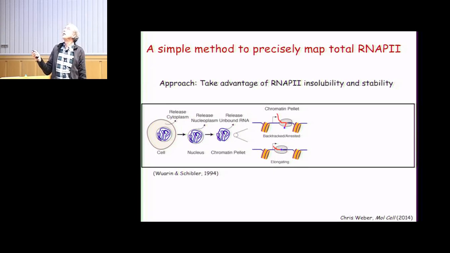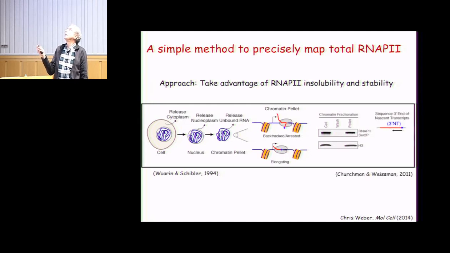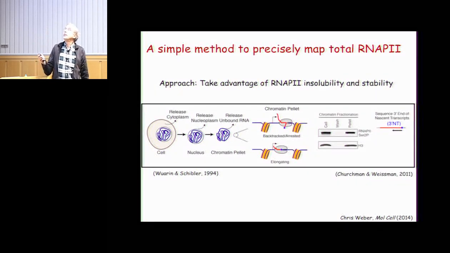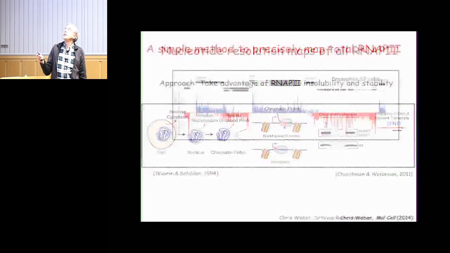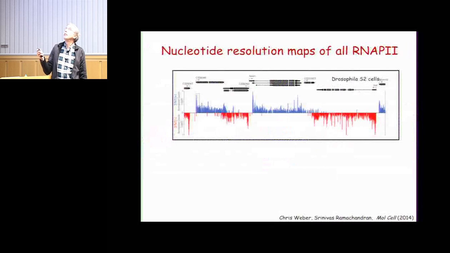And this just shows that we get quantitative recovery. This is of the elongating RNA polymerase. It's all in the pellet, essentially. And then we apply a published method for sequencing the 3' end of the nascent transcript. We call this 3' NT. And it's strand-specific. And here's what we see over a representative region of the Drosophila genome.